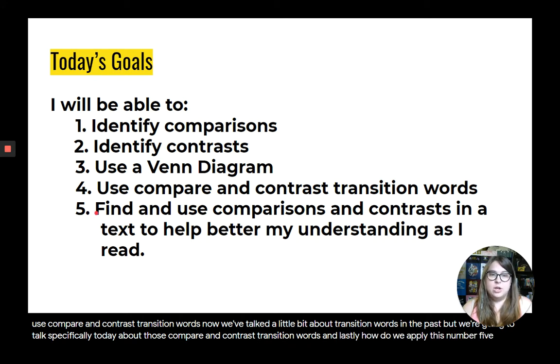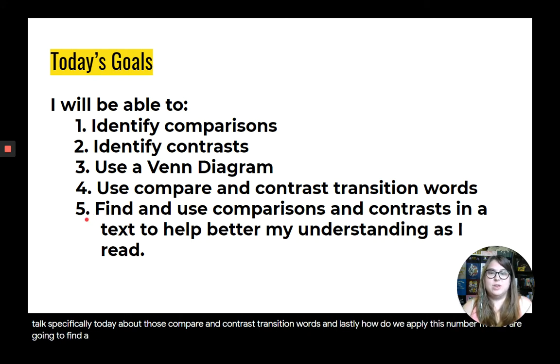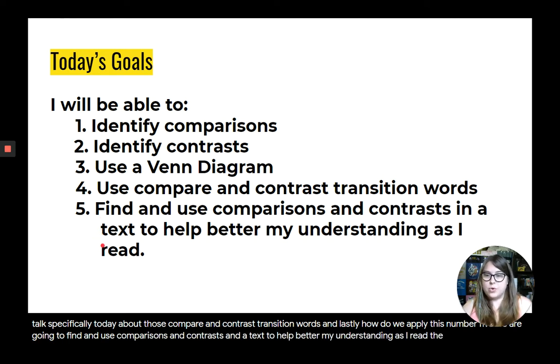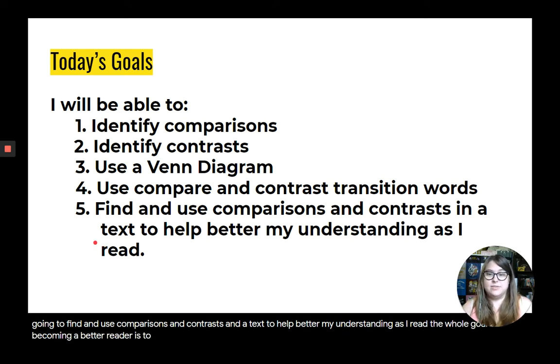Number 5. We are going to find and use comparisons and contrasts in a text to help better my understanding as I read. The whole goal of becoming a better reader is to read efficiently, and compare and contrast can help us to do that.